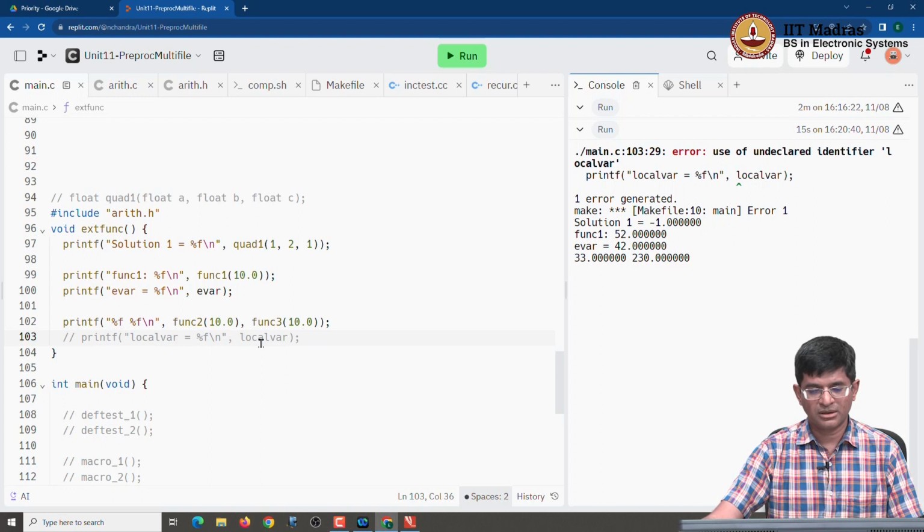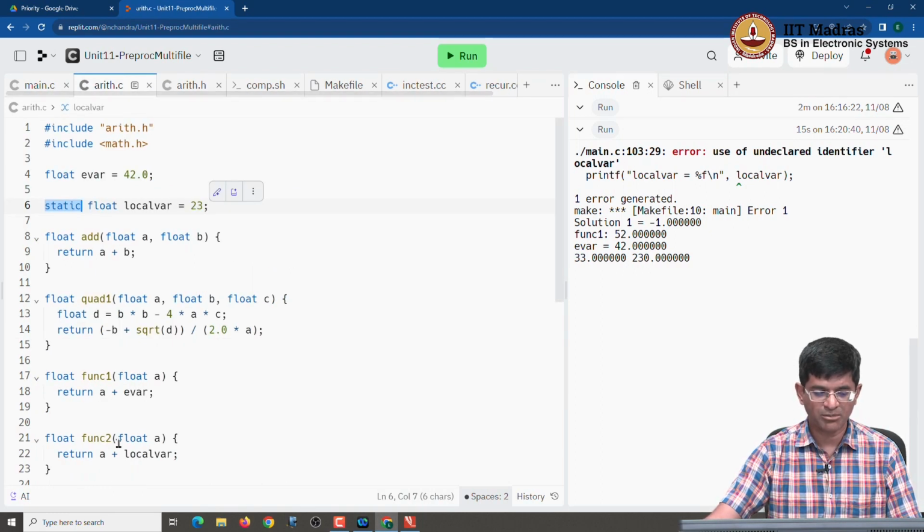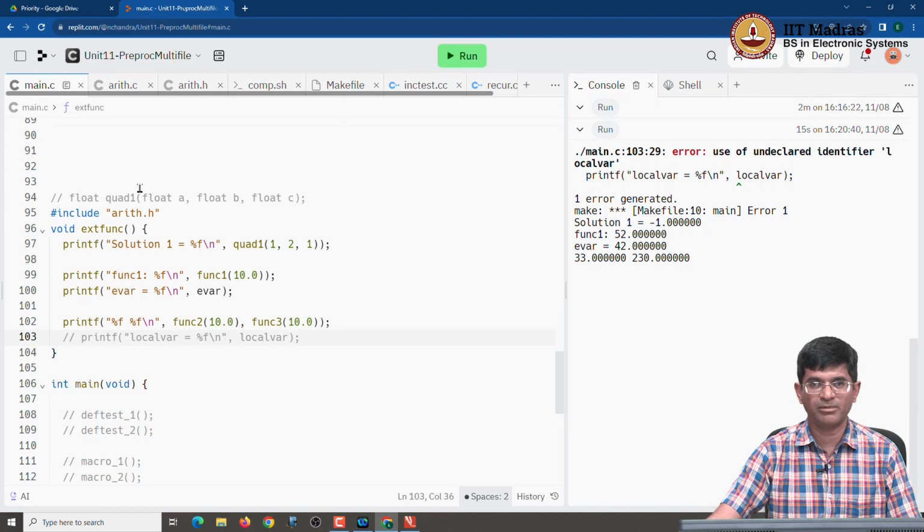So in other words, I can use the given variable across multiple functions in this file. It is effectively a global variable, but at the same time it is restricted to only this file. It is not automatically visible in my other file main.c.